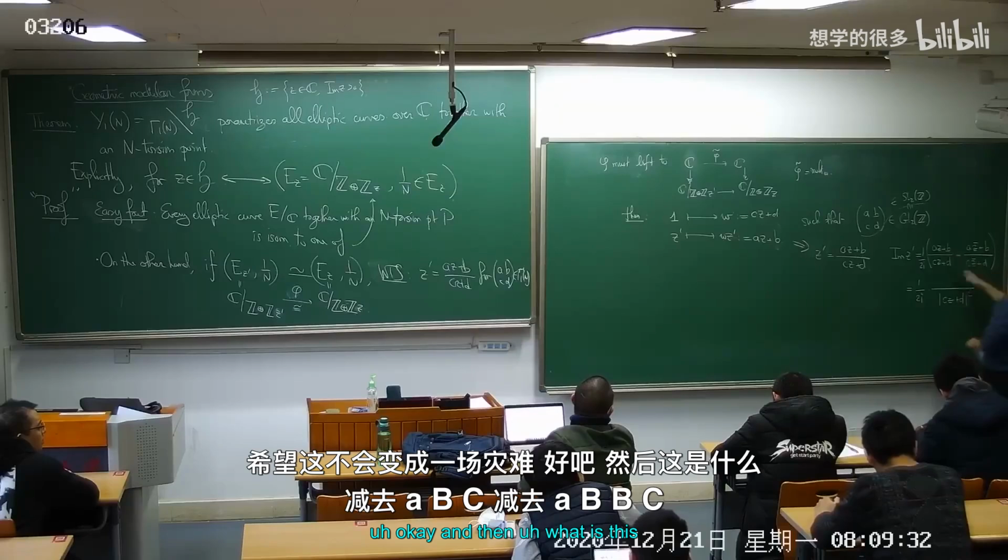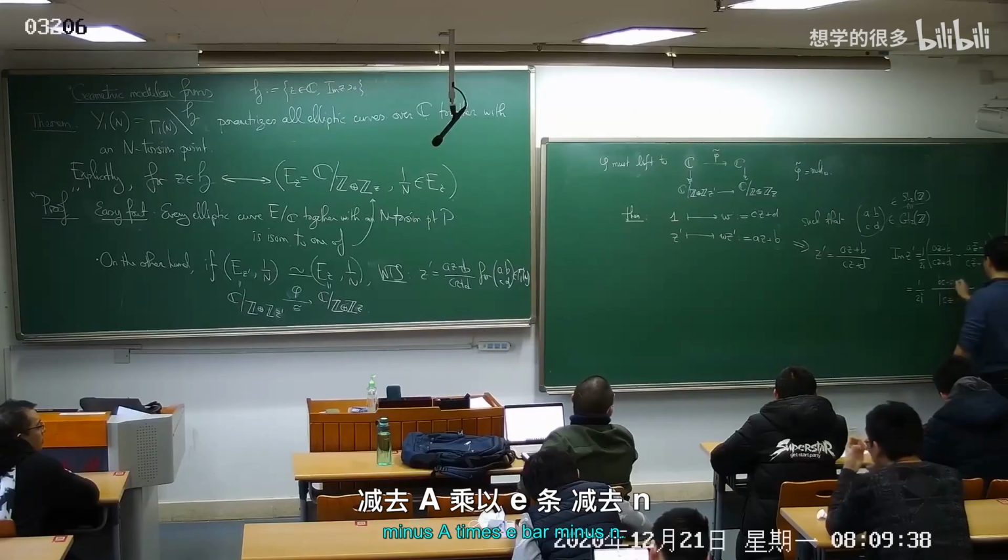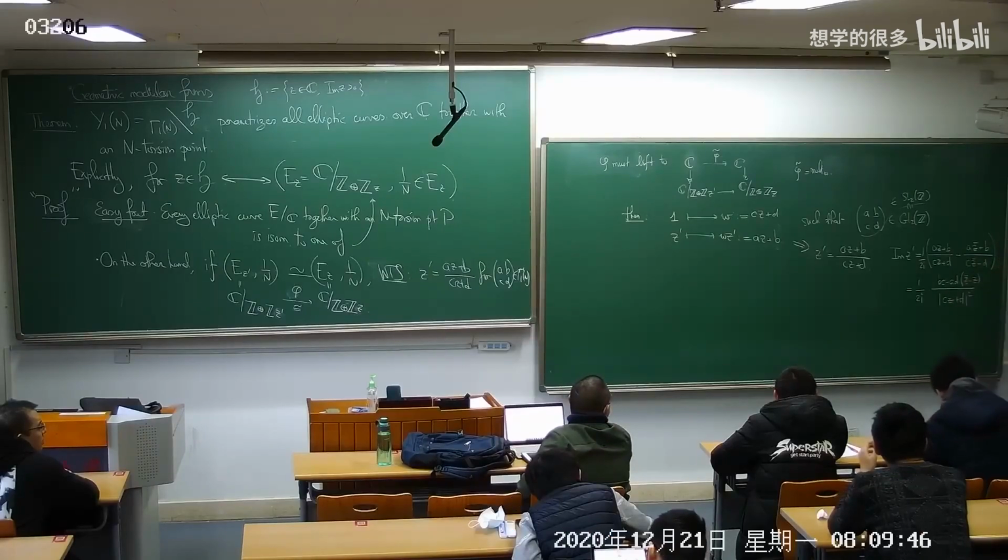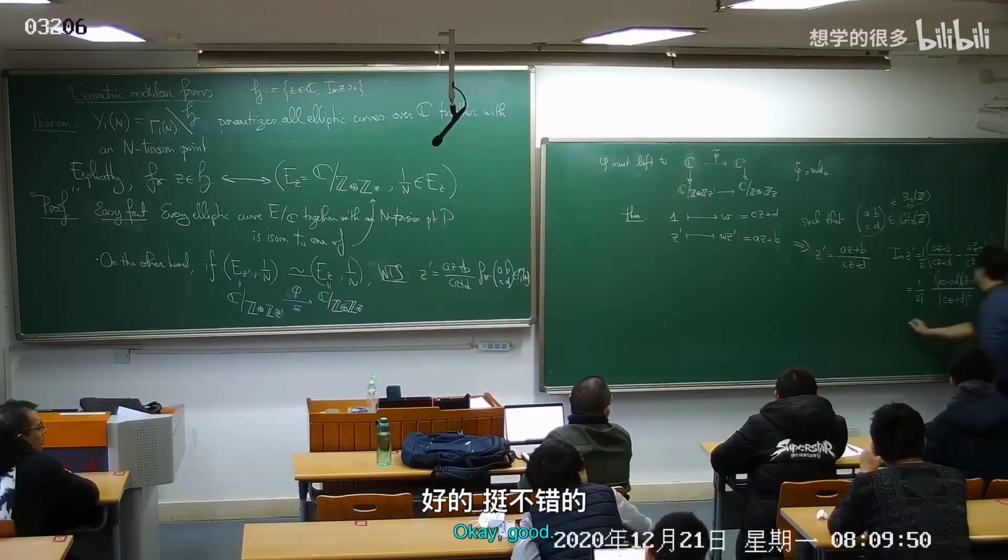Okay, and then what is this? This minus this. Okay, this is BC minus AD, times C bar minus C. Okay, good.